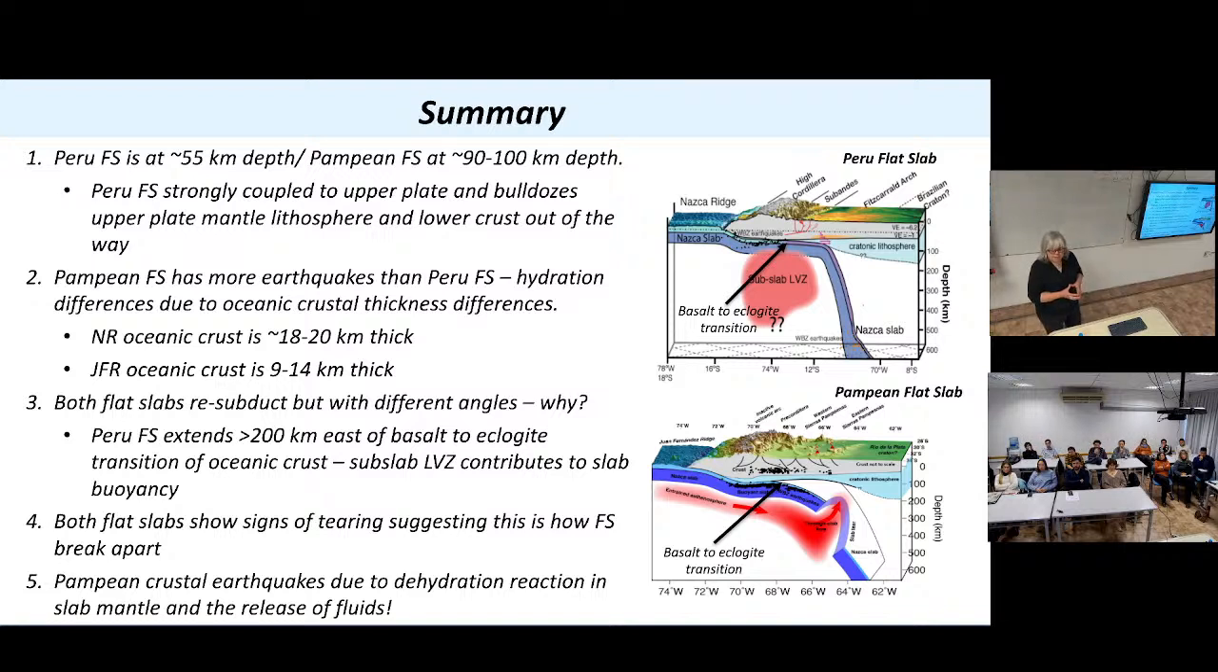Both flat slabs show signs of tearing, at different depths and in different ways, but maybe flat slabs start to fall apart at some point and eventually begin to resubduct, because flat slabs don't last forever. They're common in geologic history, but they don't last forever. So there's got to be some way to get them to resubduct. And then finally, Ariana and Steve's idea, I think, is very interesting, that those earthquakes in the slab are almost like they're fracking the crust above it, and maybe the source of those deep earthquakes where we are now.